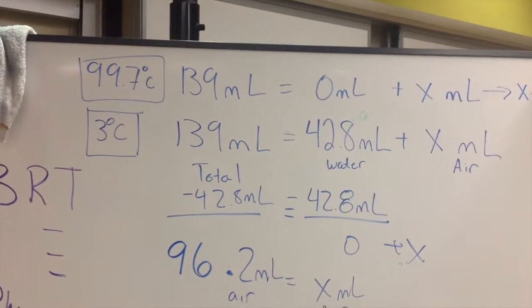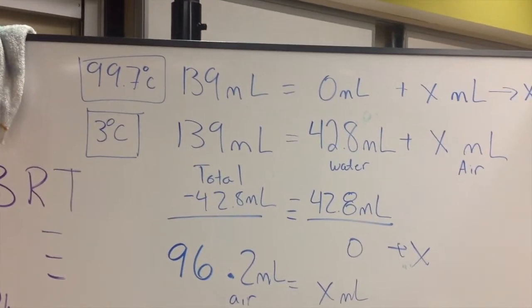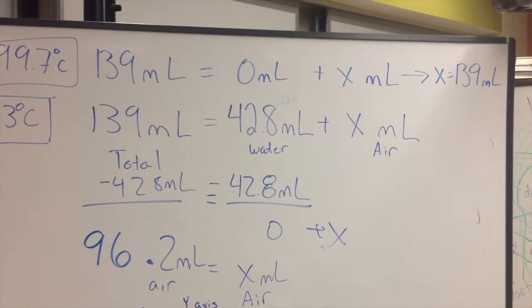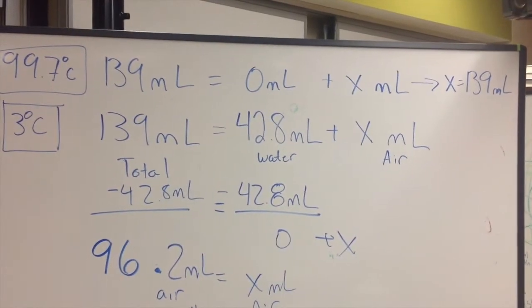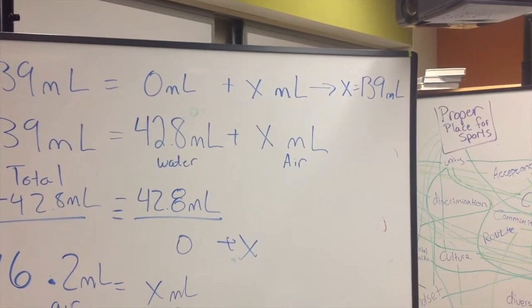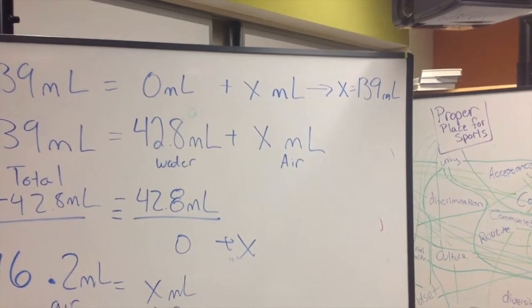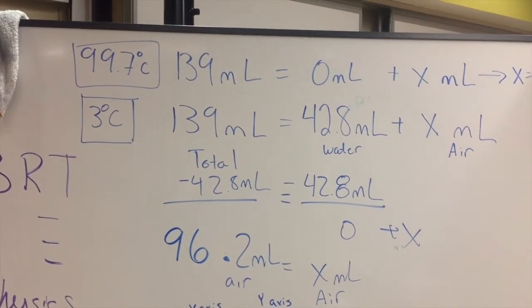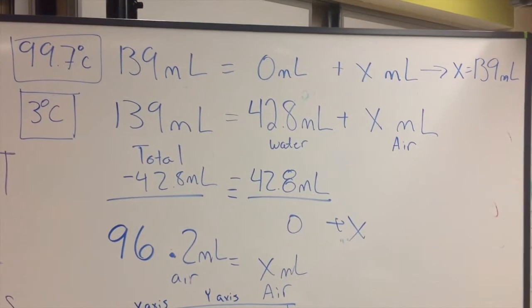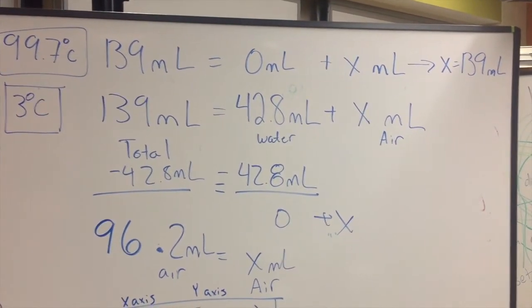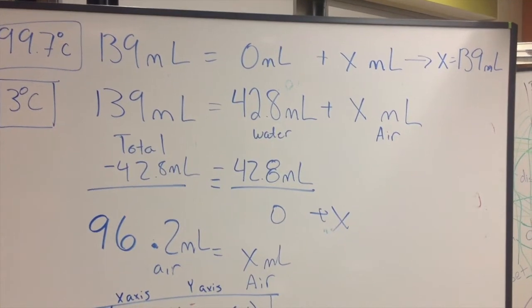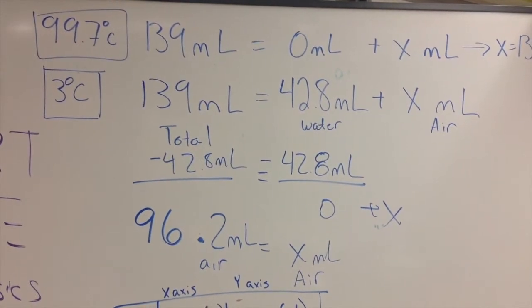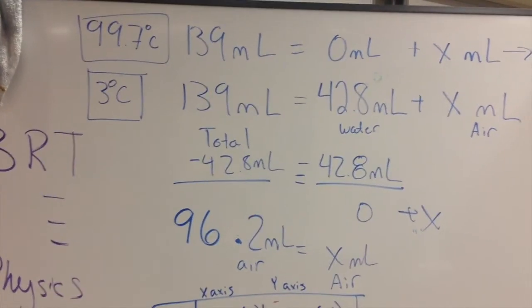Okay, so let's walk through the math here. At 99.7 Celsius in our hot water bath, we had a 139 milliliter flask, which had no water in it and then some amount of air. Of course, since there was no water in it, the volume of the air was 139 milliliters. Now in the cold water bath at 3 degrees Celsius, we had 139 milliliters possible in the flask. 42.8 were filled with water, so I needed to figure out how much was filled with air. That's just algebra, subtracting 42.8 from both sides gives me 96.2 milliliters of air at 3 degrees Celsius.